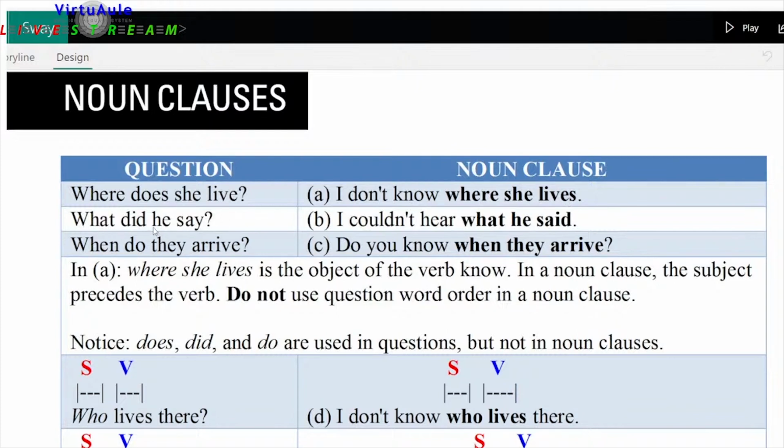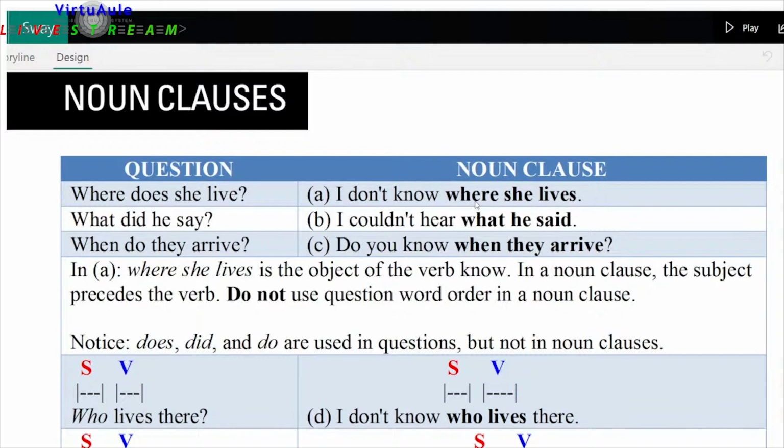The question, what did she say? The noun clause B, I couldn't hear what he said. When do they arrive? The noun clause C, do you know when they arrive? Okay, let's look at A. Notice that where she lives is the object of the verb know. I don't know mathematics. No, this is an object. So it's an object with many words.